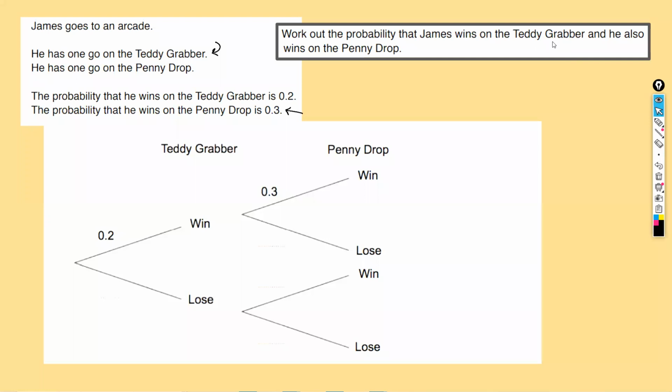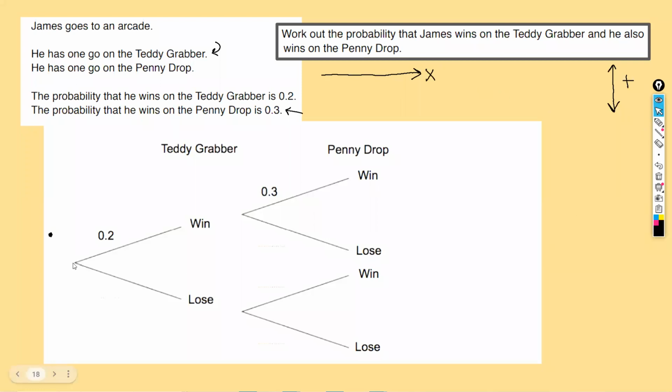So you have two situations here. Apparently you're playing the teddy grabber game first and then the what? Penny drop. How probability trees work is, when you go horizontal, like when you're going from left to right, starting here in the diagram and working your way across, you multiply values. Anytime you go vertical, like you go up and down, you will add your values. Don't worry, this will become apparent just now.